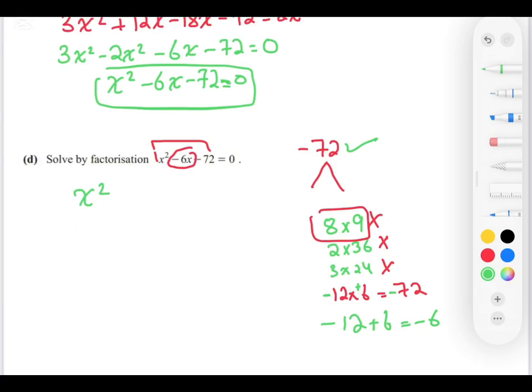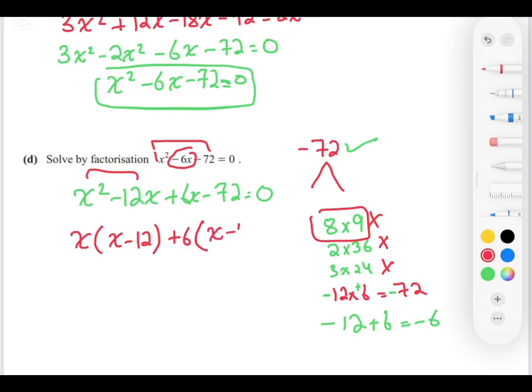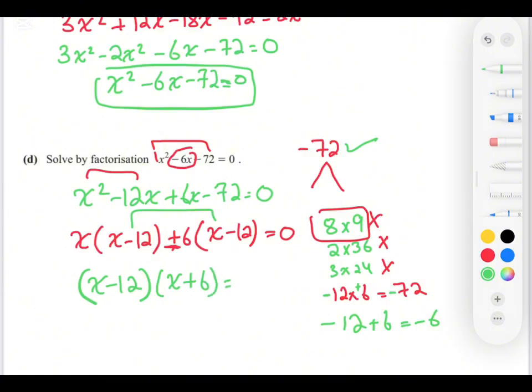So x square minus 12x plus 6x minus 72 equal to 0. Now the common is x, so x minus 12. Now the common is 6, so x minus 12, because when I take common 6, the sign is positive, so the inner bracket sign will always remain the same. When there is a positive sign, we take common. As you see, these two brackets come the same, so x minus 12 and x plus 6 equal to 0.